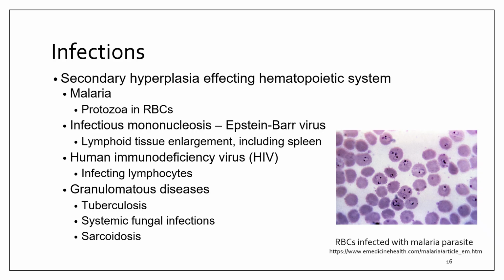Granulomatous diseases. These are chronic inflammatory conditions characterized by granuloma formation. Granulomas are collections of activated macrophages, epithelioid cells, sometimes giant cells. They form when the immune system can't easily eliminate a pathogen. So examples include tuberculosis, systemic fungal infections, sarcoidosis.